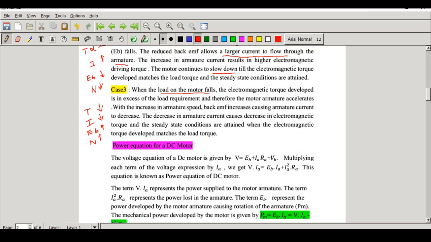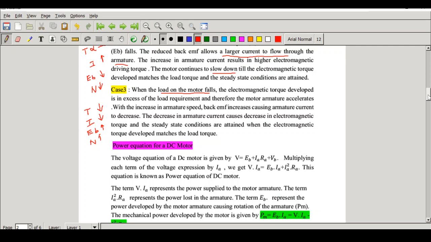By controlling the back EMF, by either increasing or decreasing the back EMF, the corresponding speed can be obtained. So this is the concept of back EMF, and why you call the back EMF a self-regulator, a governor, or how the DC motor acts as a self-regulating machine. Now let's move further.